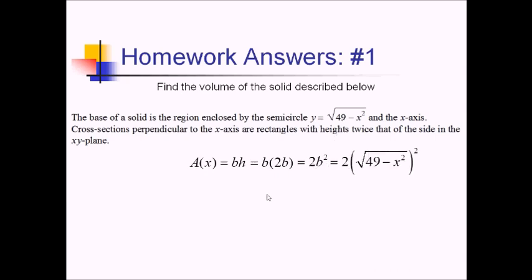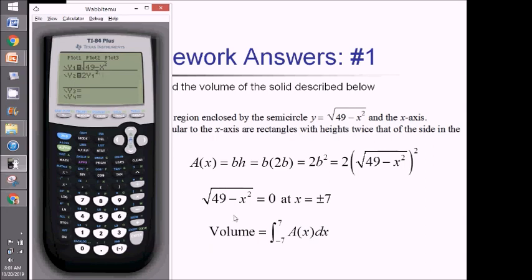Now for the limits of integration, this semicircle and the x-axis equal each other when x is positive or negative 7, we can see here, or you could do it more algebraically. So then we have the integral for volume. We have the integral from negative 7 to positive 7 of this area formula here. And now the rest happens on the calculator.